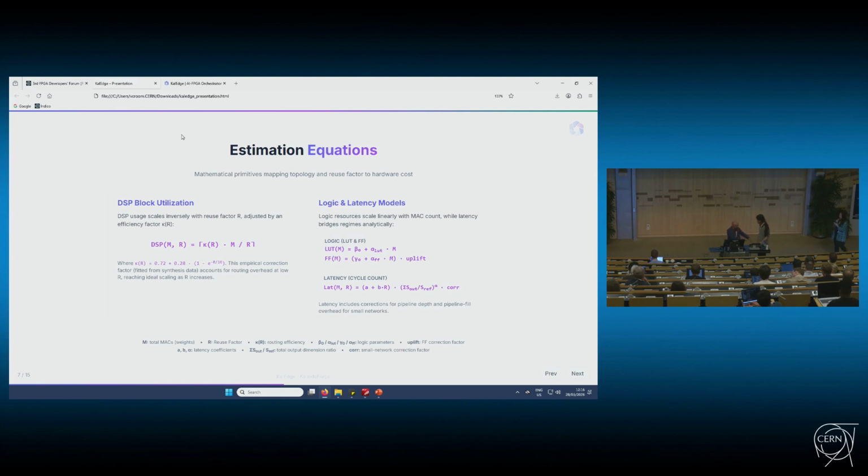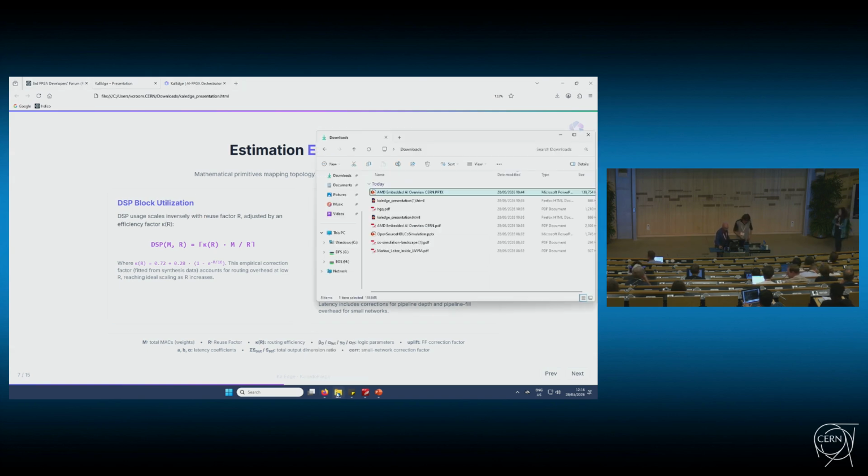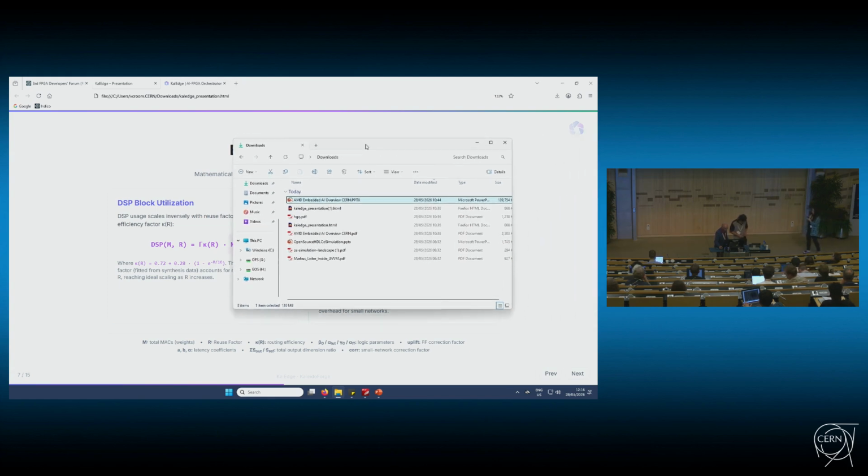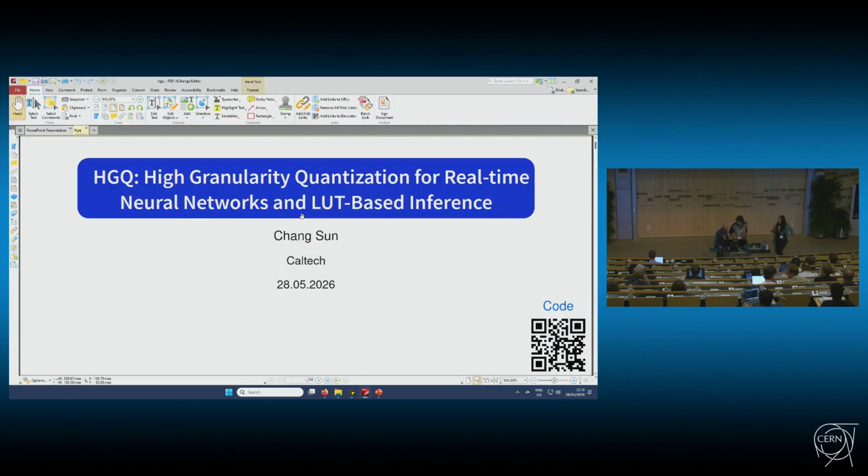Chang is a PhD candidate at Caltech in experimental particle physics. Besides his physics analysis projects, he works on the development of methodologies and toolchains for the efficient deployment of real-time machine learning models on FPGAs for the CMS experiment. You may recognize him from previous years. He previously gave a talk in the DA for ML, and this year, Chang will be giving a talk on high granularity quantization for real-time neural networks and lookup table-based inference.